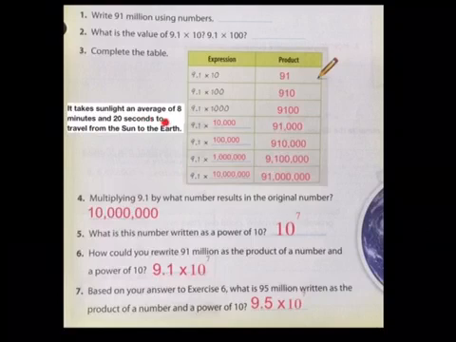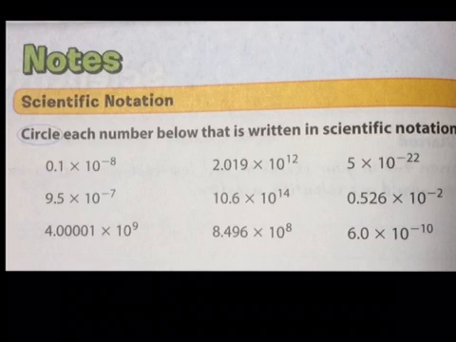Now, why do you think they say an average? Well, they say an average because, as we just learned, sometimes the earth is 91 million miles away from the sun, and other times it's 95 million miles away from the sun. So this is an average of those two. Let's pause the video so that you can copy this down. Pause now.